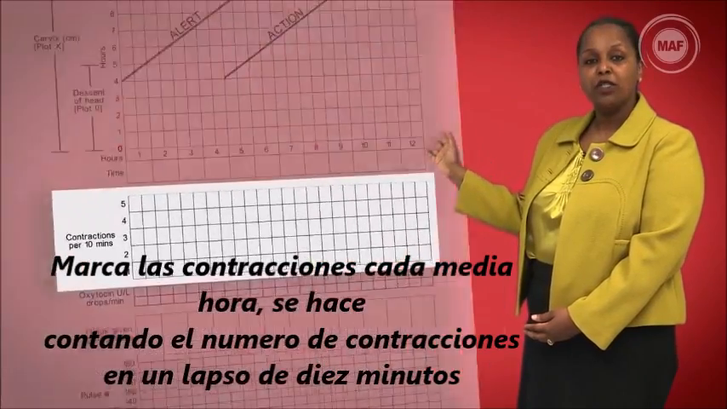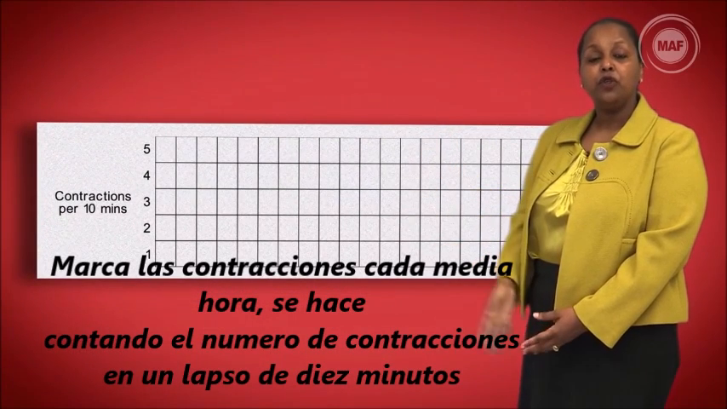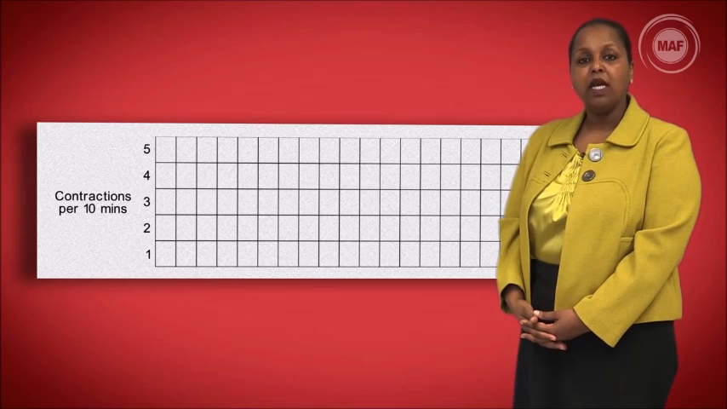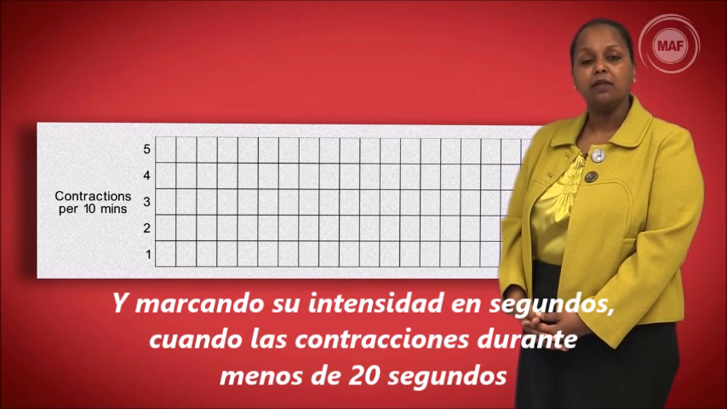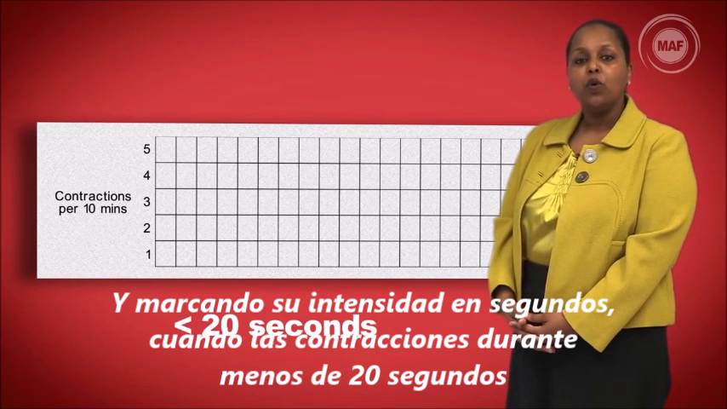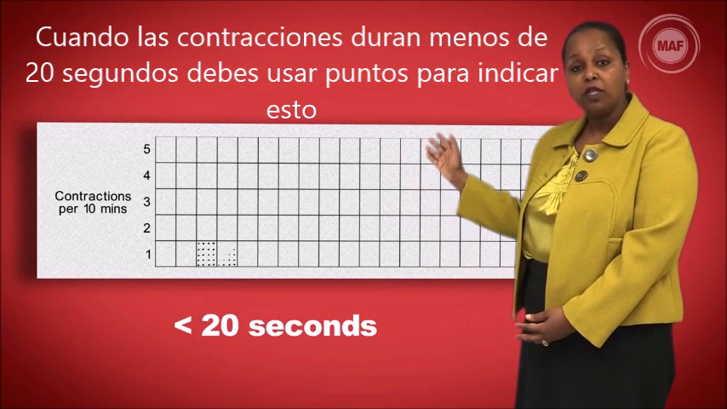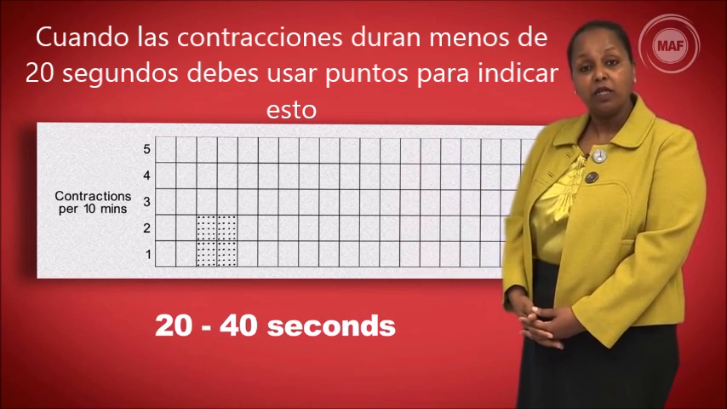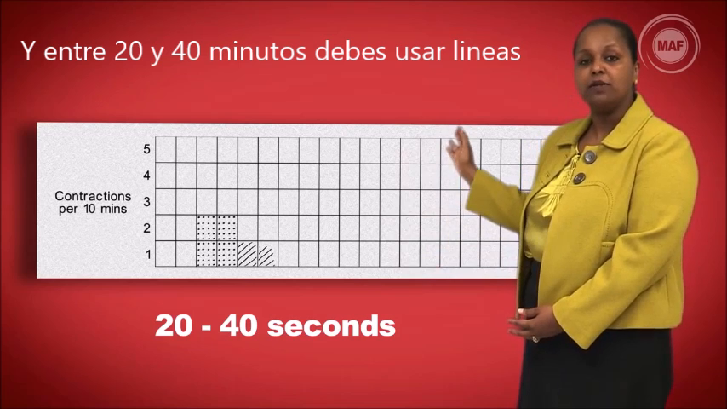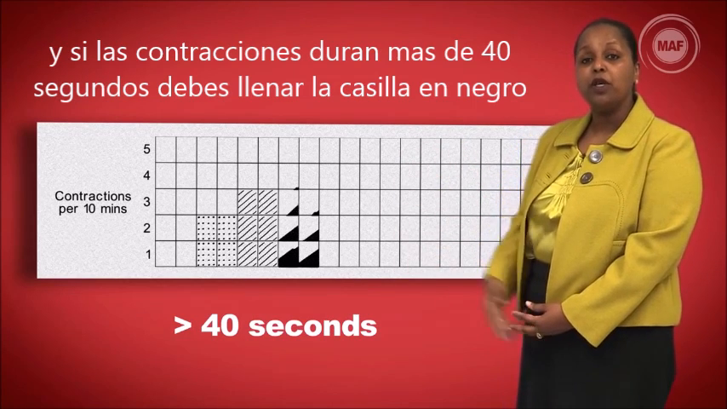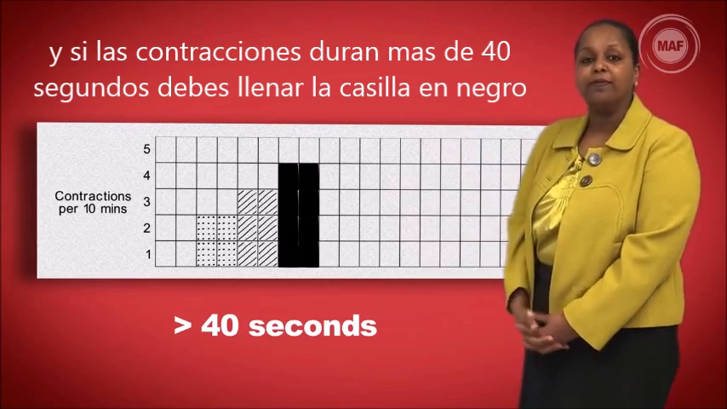Record the contractions every half an hour. You do this by counting the number of contractions in a 10-minute time period and recording their duration in seconds. When contractions last less than 20 seconds, you may use dots to indicate this, and between 20 and 40 seconds, you may use dashes. If contractions last more than 40 seconds, you can use a blacked out box.